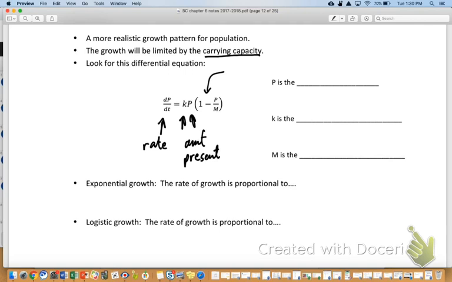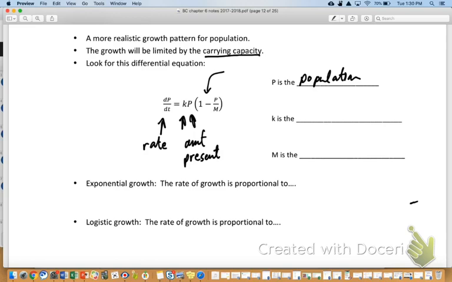So P stands for population. That would be the number of bunnies in the field, the number of people who are sick, if we're talking about a pandemic, or the number of people who have heard the rumor, if we're talking about a rumor spread. Both rumor and pandemic, right? At the same time. Yes, that's a good point.